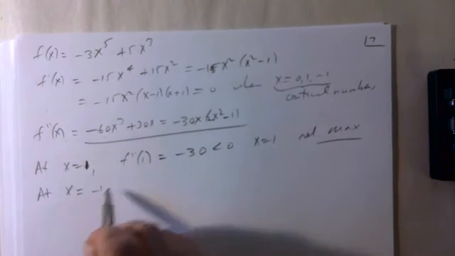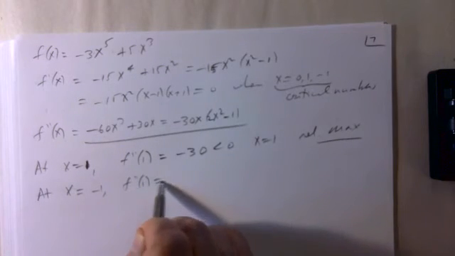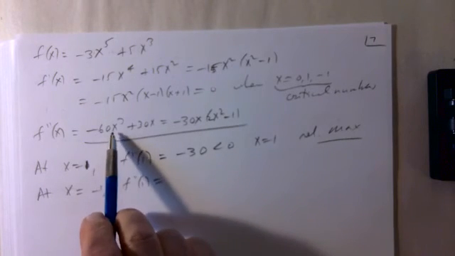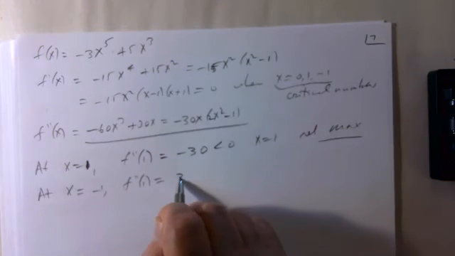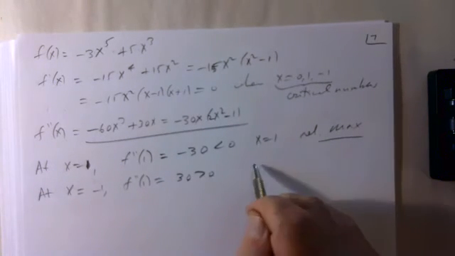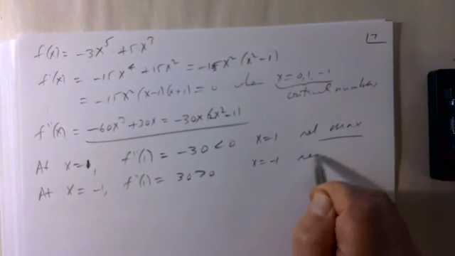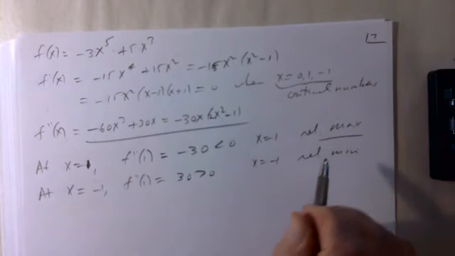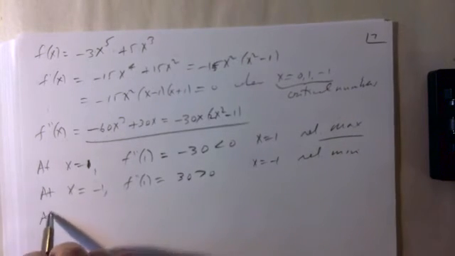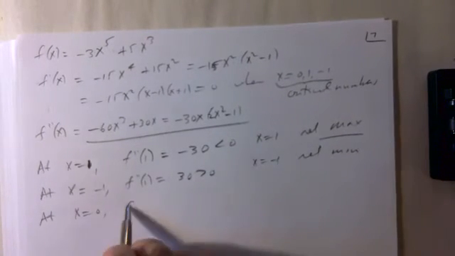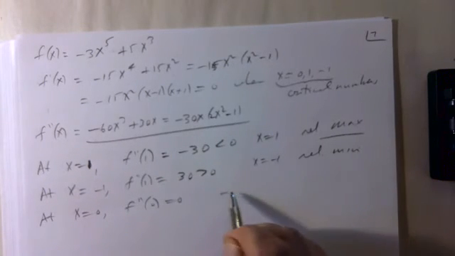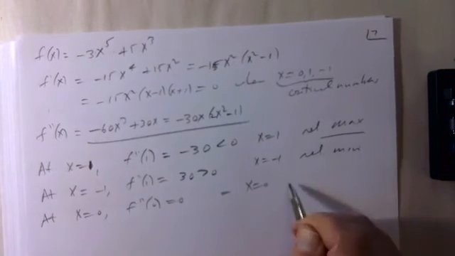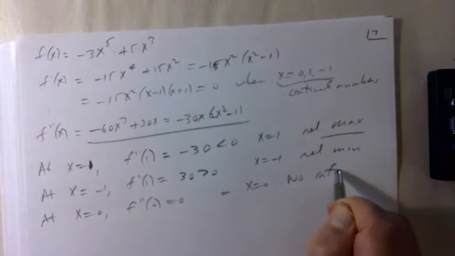At x equals minus 1, the second derivative is plus 60 minus 30, which is plus 30. So x equals minus 1 is the relative minimum. And at x equals 0, the second derivative is 0. So at x equals 0, you get no information from this test.